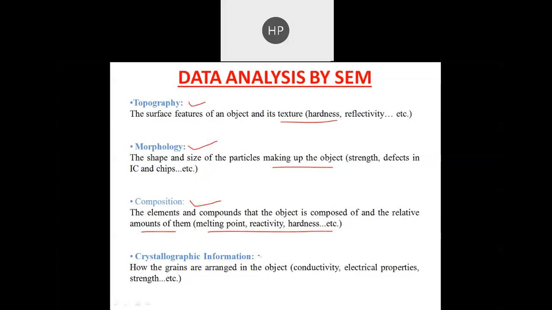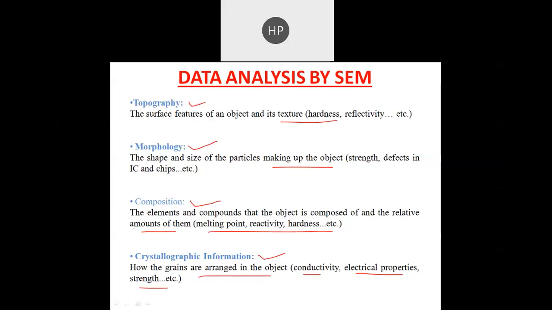And finally, we can see the crystallographic information, how the grains are arranged in the object. So conductivity, electron property, and strength we can easily identify by using this crystallographic arrangement information, and from that we can identify what will be the electrical transmittivity or what will be the conductivity or strength of the object. Okay, so this is the data we can analyze by using the SEM.